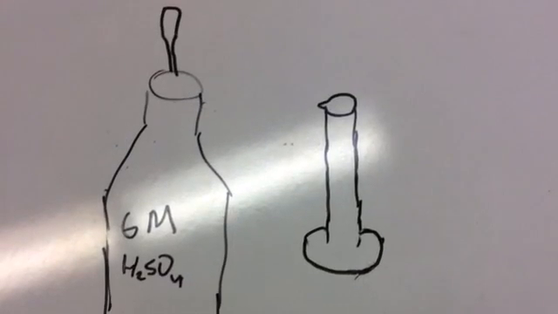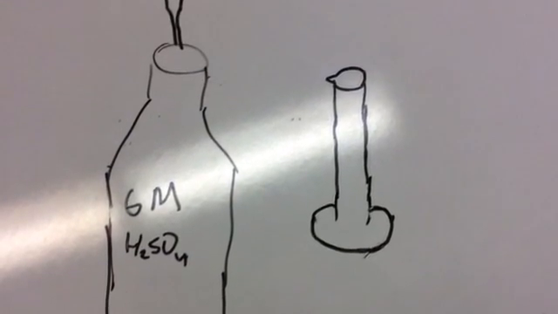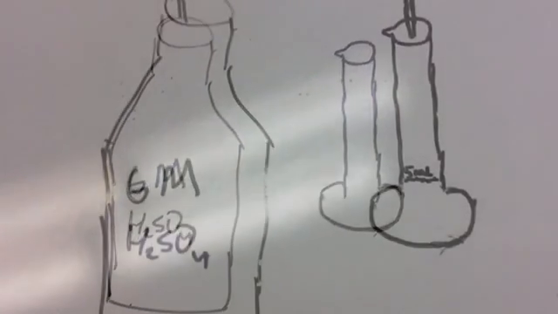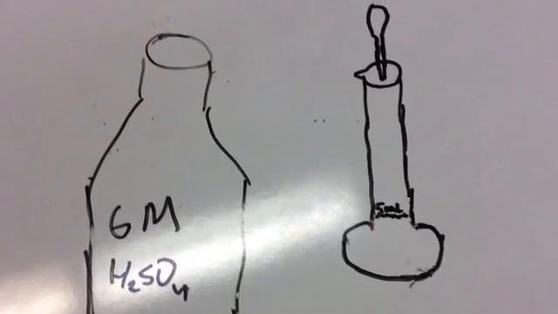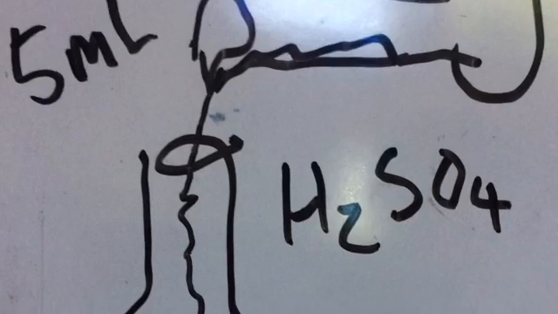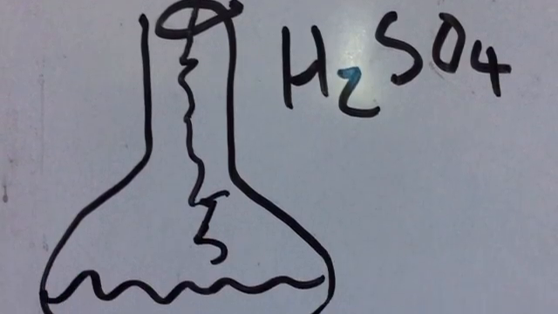Add 5 milliliters of 6 molar sulfuric acid. Be careful, it is concentrated. If it gets on your hands, wash it off. If it gets itchy, let Dr. Carell know so that he can get something to neutralize it.